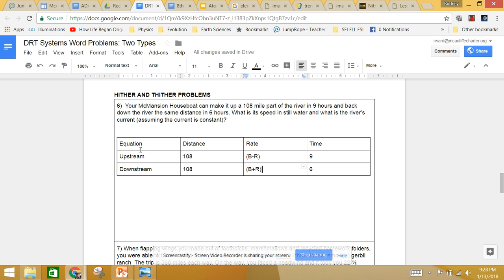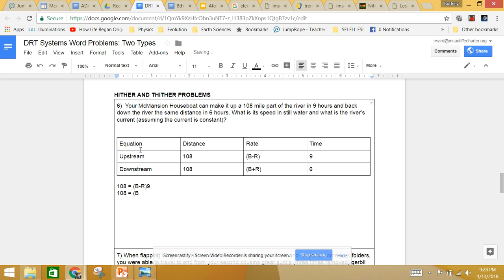So if distance equals rate times time, then I've got the equation 108 equals (B minus R) times 9. And I've also got the equation 108 equals (B plus R), the downstream rate, times 6. That makes sense. I would take less time going downstream. So now I'm going to work some things out about these equations. So I'm going to copy them.